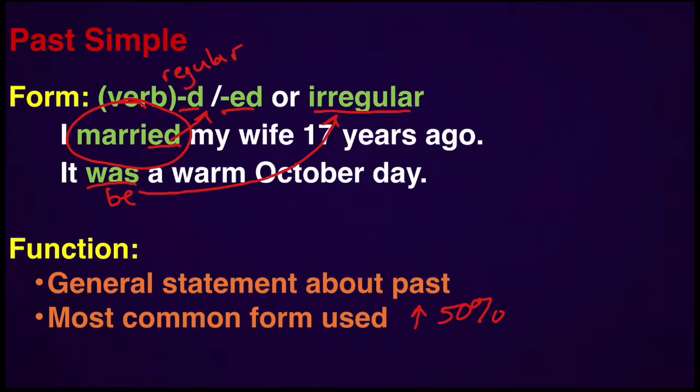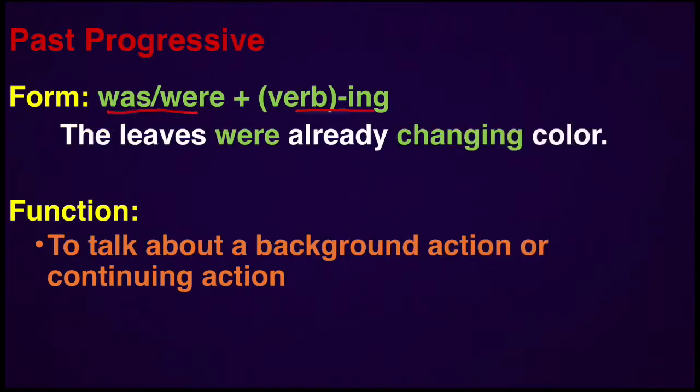So we're talking about our wedding day. The leaves were already changing color. So the leaves were changing color over a period of a few weeks, but the wedding day was only one day during that few weeks. So here, the leaves changing color is what we call a background action. It's something that happens before and after a main action in the past. We often see the past progressive used together with a past simple verb.